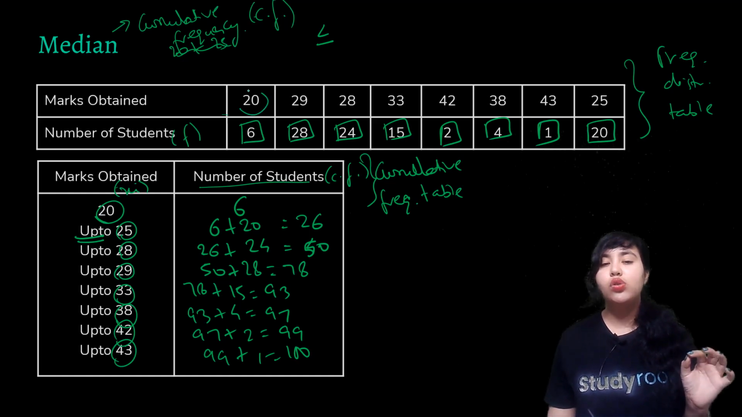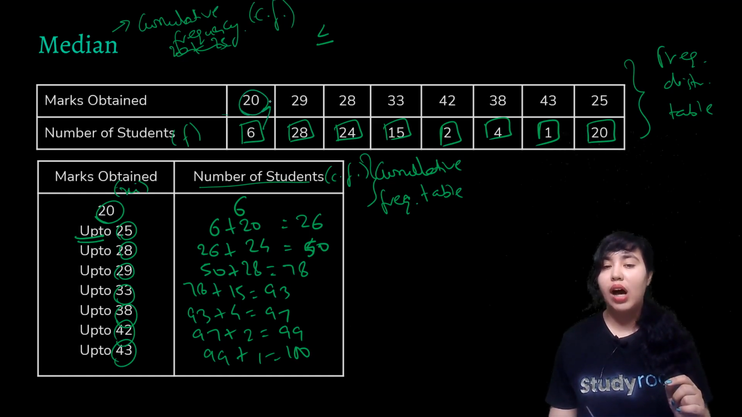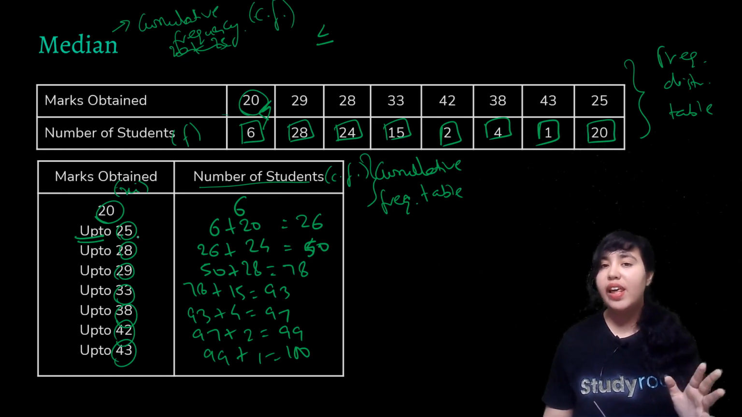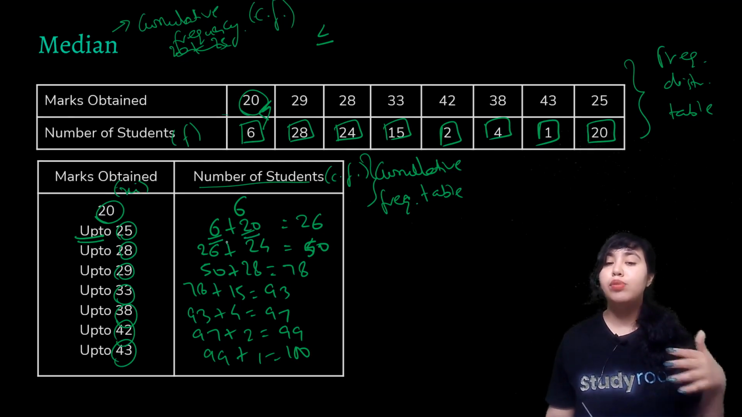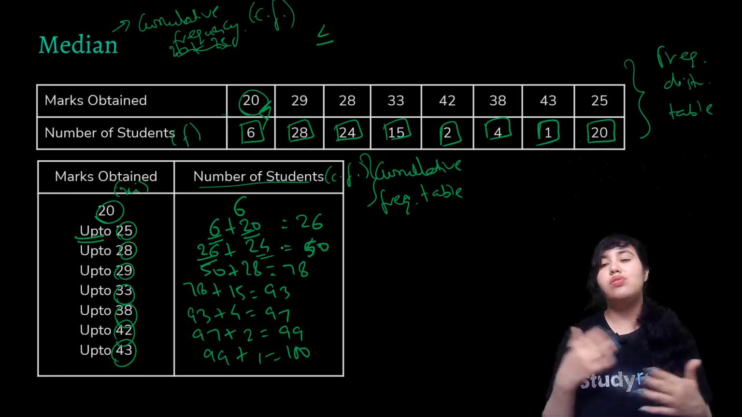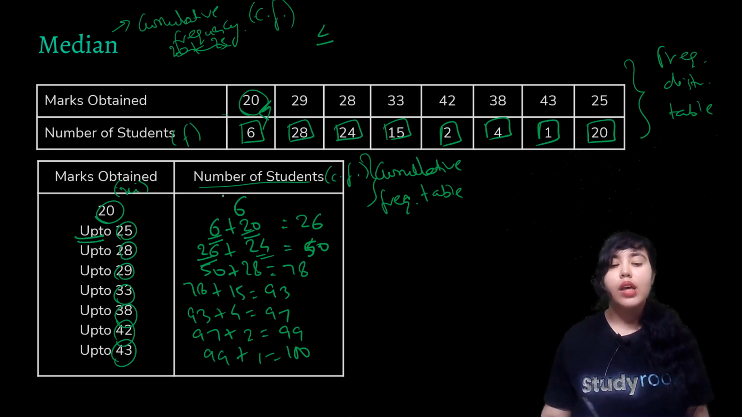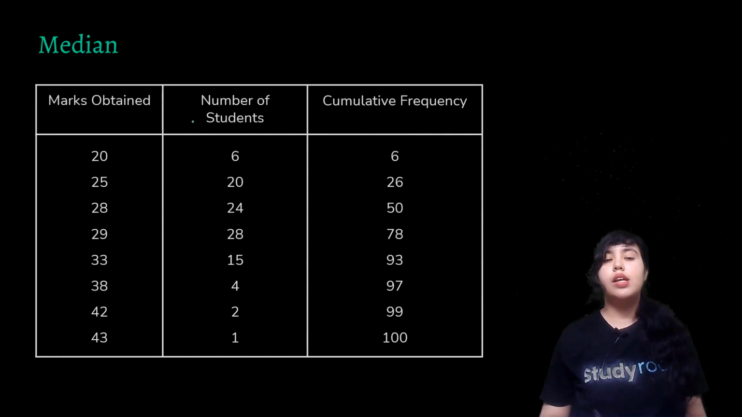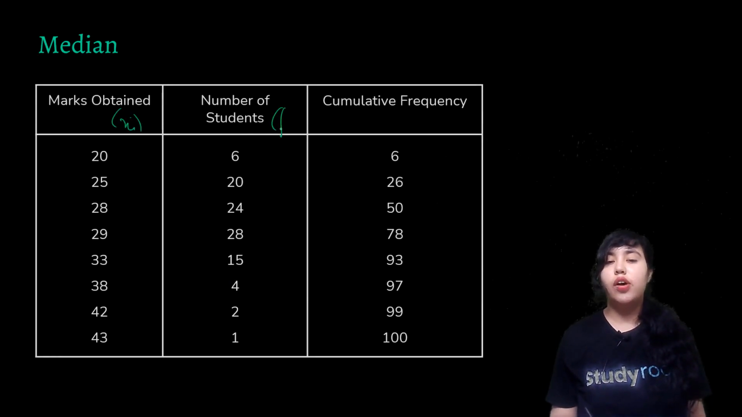So here 6 students got 20 marks. But if we talk about up to 25, we will take the previous frequency 6 and then add the present frequency 20 to get 26. Then up to 28, you will take the previous frequency which is 26, and add the present frequency 24. So this is the difference between the two frequencies. Okay, so this is your xi, this is your fi, and this is your cumulative frequency. Whenever you are dealing with median, you will have to calculate this.